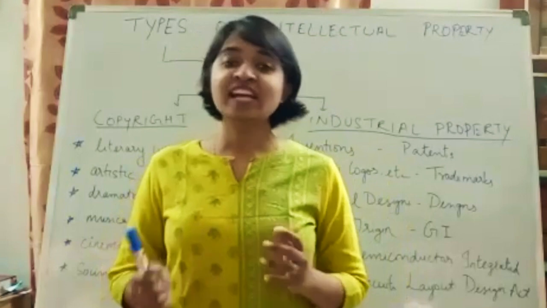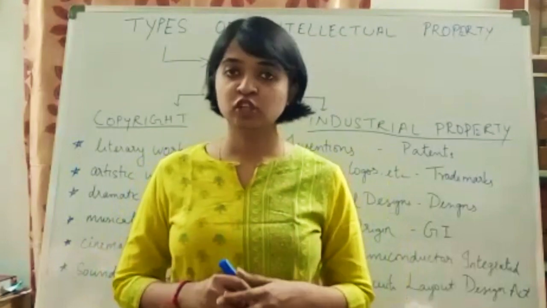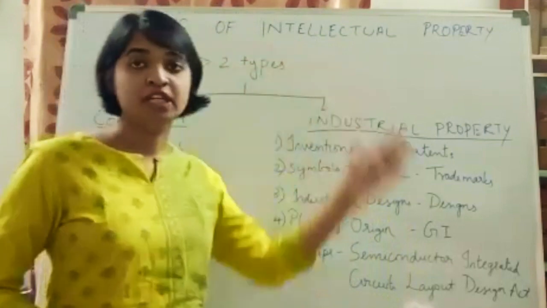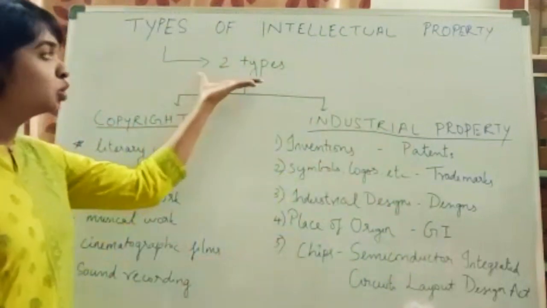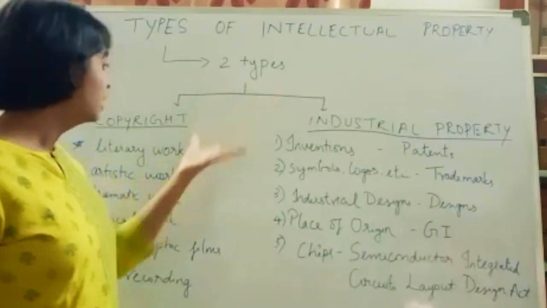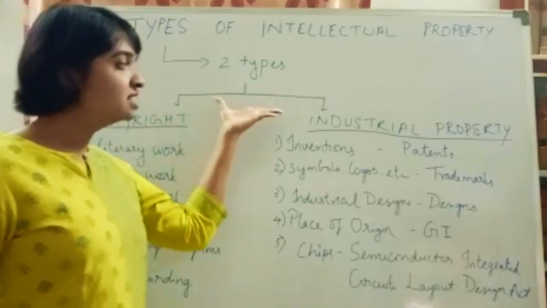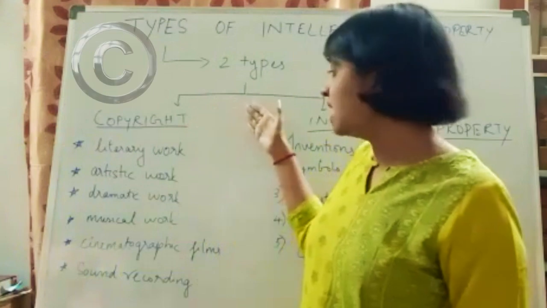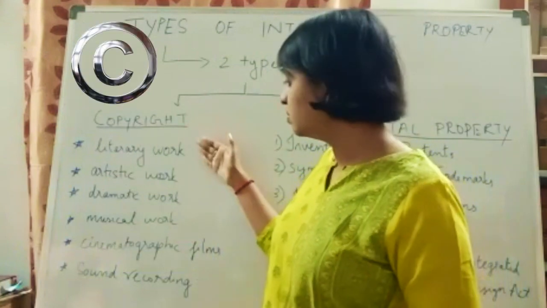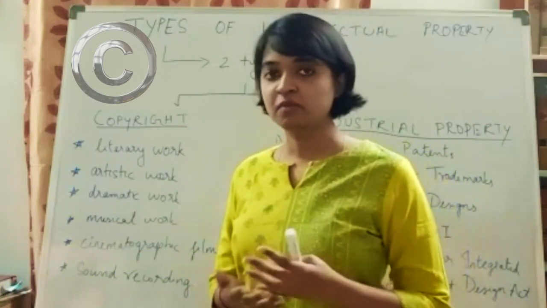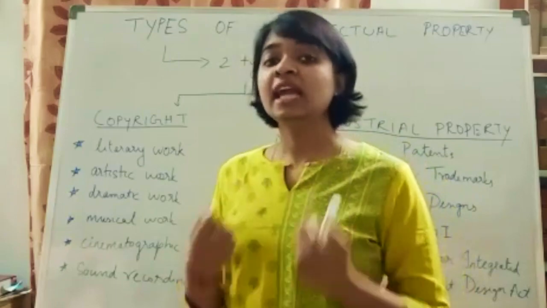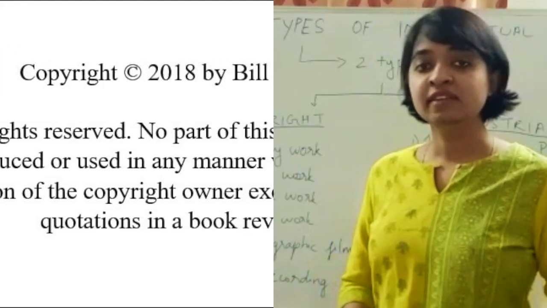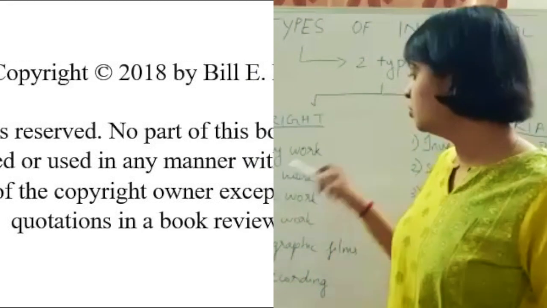Now that you guys are clear with what is meant by intellectual property, we'll now move on to see what are the types of intellectual property. So basically you can see there are two types of intellectual property, that is copyright and the other is industrial property. Now when you take copyright, what comes under the ambit of copyright will be literary works. So what do you mean by literary work? Anything which you write, any kind of book, any kind of poetry, any kind of novel, anything which you write, that comes under the ambit of literary work.